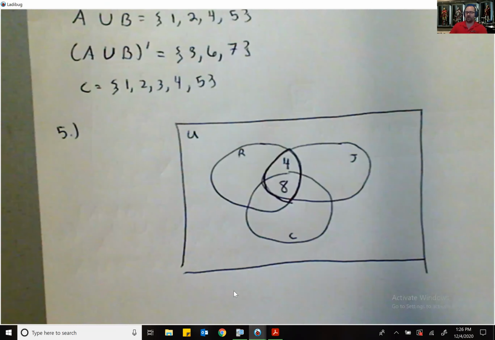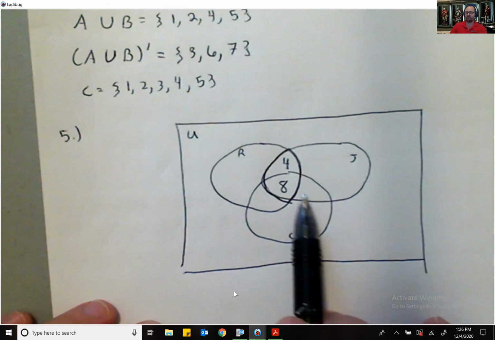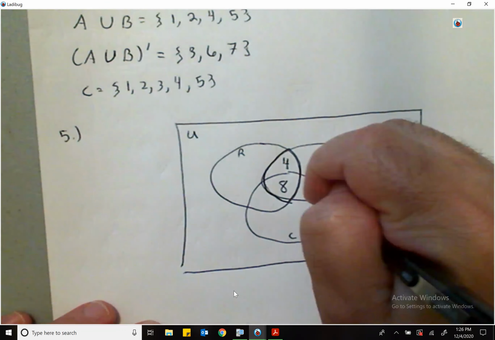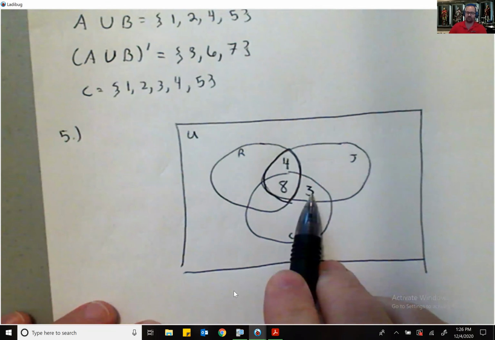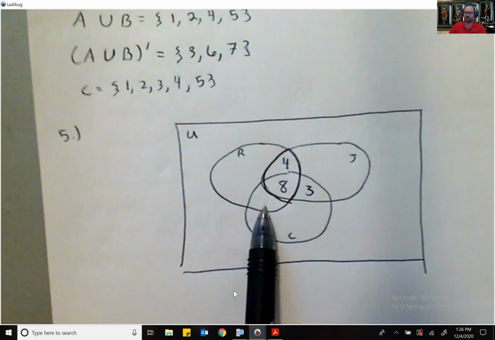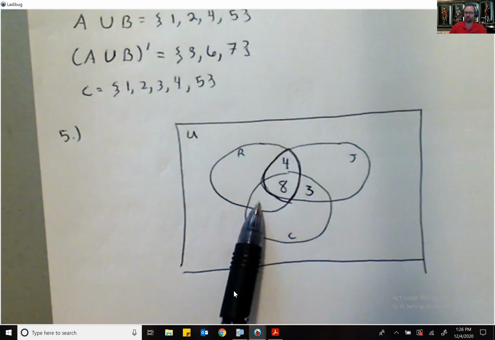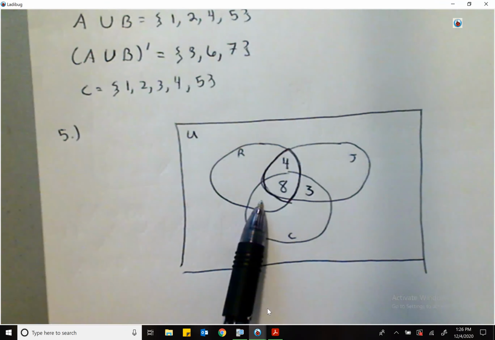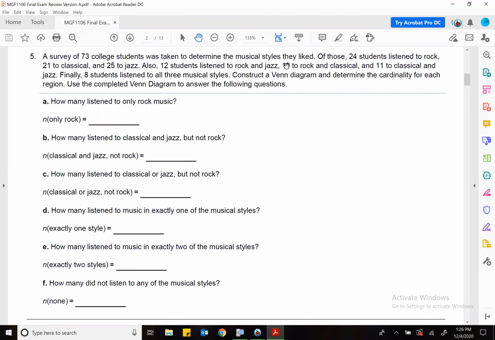So we've already taken care of 8. How many are left? 3. Because 8 plus 3 is 11. And then right over here, who is this about? Rock and classical. Perfect. So there are 10 there that listen to rock and classical.